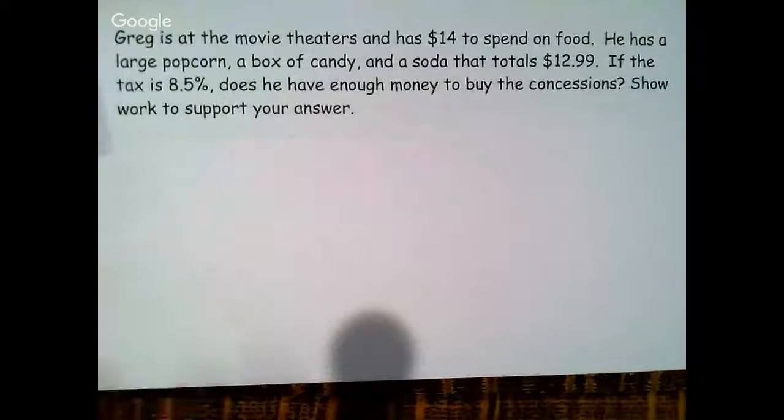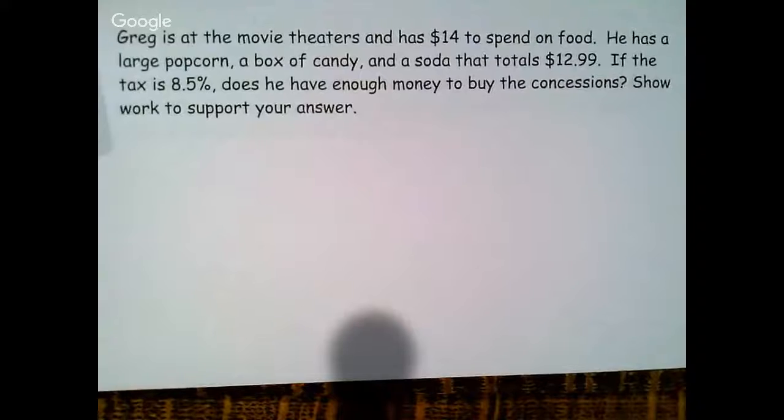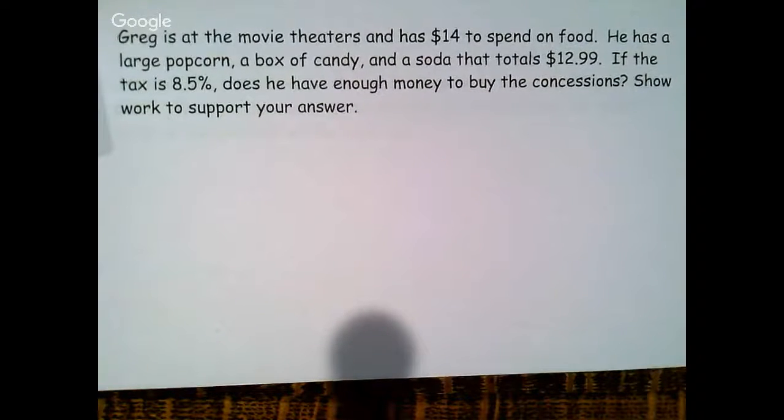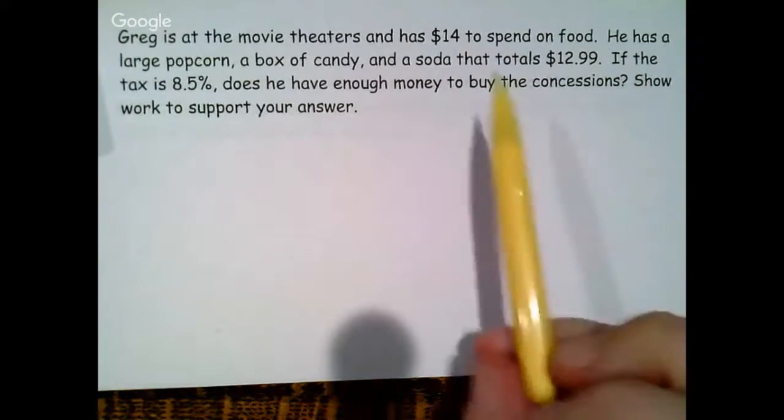All right, let's take a look at this next one. I want you to try to solve this. Does Greg have enough money for his concessions or not? And put your answer into the puzzle. All right, welcome back. You should have got that the total with tax for his candy was $14.09, which is not enough for him to buy it because he only has $14 in his pocket and he needs the extra 9 cents with tax included in order to buy what he wanted. Let's see how I got that.